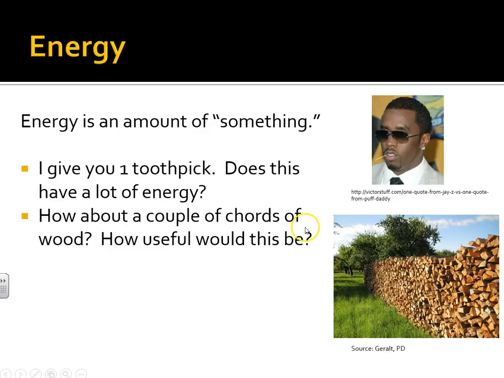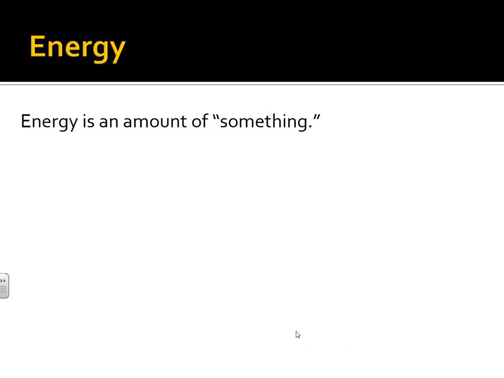Now compare that to a couple of cords of wood, a big giant wood pile, right? So this is wood, this toothpick's wood, this is wood. So which of these has more energy? Obviously, the wood pile has a lot more energy. So I want you to think energy: this toothpick contains energy. It has an amount of something. Well, this woodpile has the same something, but has a lot more of it. And that something is matter, but it's also energy, okay? So think of it as an amount of something. Again, wood contains energy. If you have more wood, you have more energy.